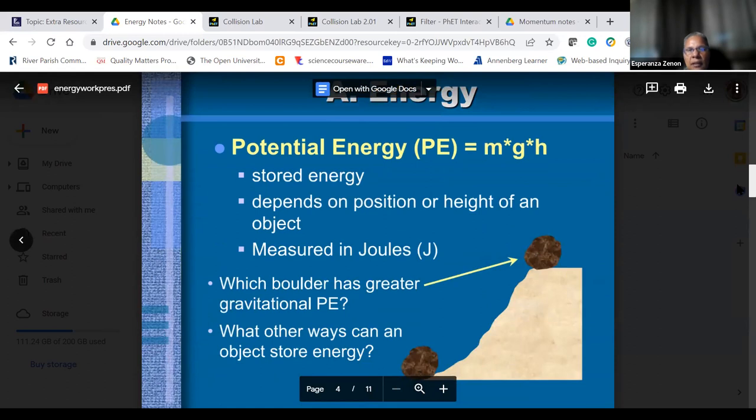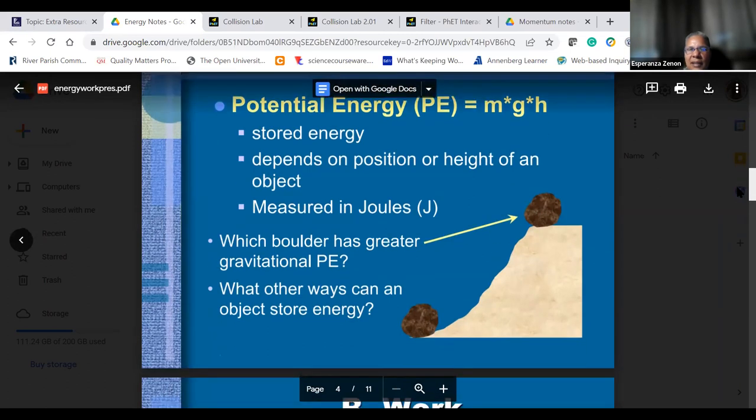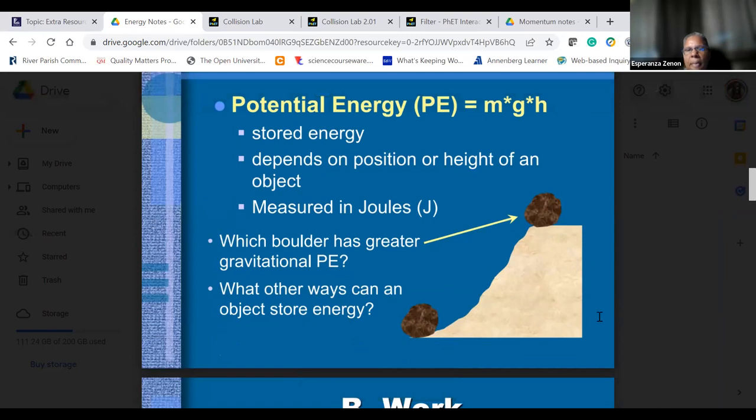Potential energy is stored energy by virtue of position or height. The way you find it is mass times gravity times height, and it's measured in joules. So you can see clearly here from the picture, this boulder on the top is going to have more potential energy because it's higher up, okay? And think about this in context. If I have two boulders with the same mass, and I move them through the same height, but one is on Earth and the other is on the moon, the one on the Earth is going to store up more energy because there's more gravity on the Earth.